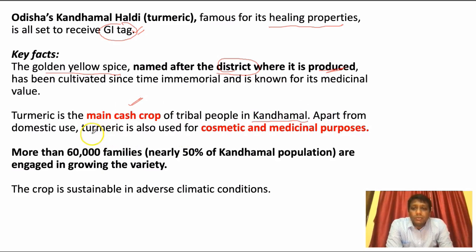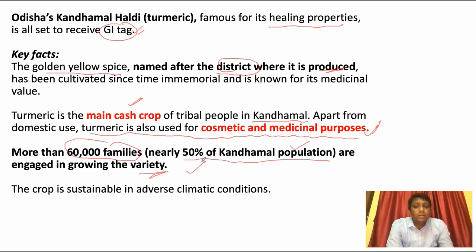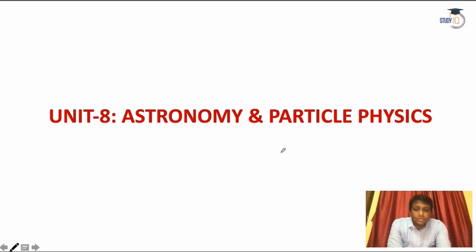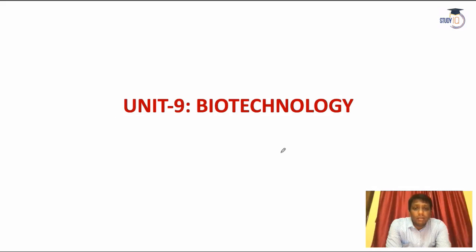Apart from domestic use, turmeric is also used for cosmetic and medicinal purposes. Even more than 60,000 families, around 50% of Kandhamal population, are totally engaged in this production. And the crop is totally resistant to adverse climatic conditions. So this is about the Kandhamal Haldi. Now we go to the next chapter, that is called astronomy and particle physics. No contemporary issues. Next one is biotechnology.